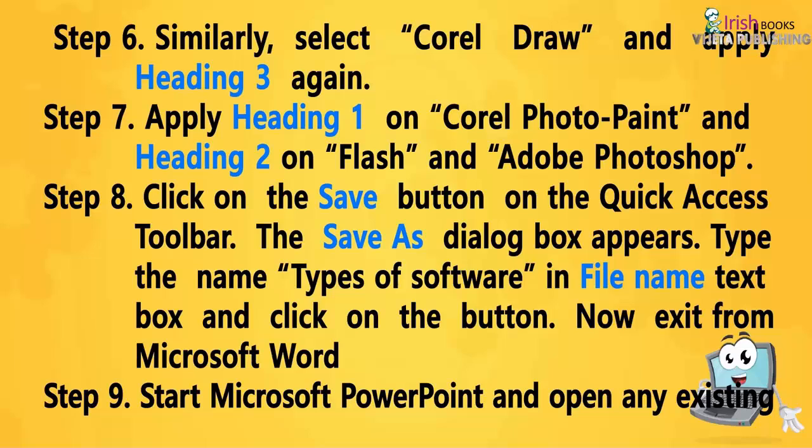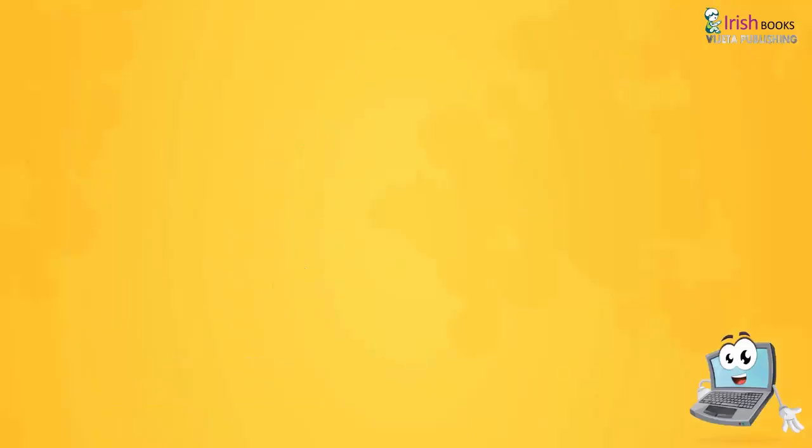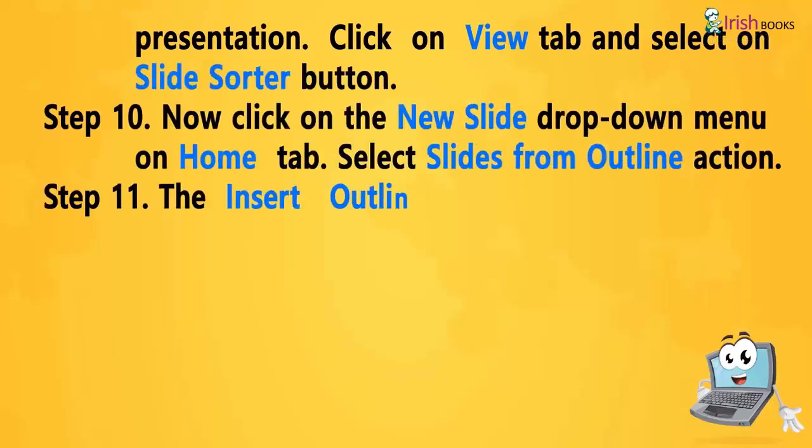Step 8. Click on the Save button on the Quick Access toolbar. The Save As dialog box appears. Type the name Types of Software in the File Name text box and click on the Save button. Now exit from Microsoft Word. Step 9. Start Microsoft PowerPoint and open any existing presentation. Click on the View tab and select the Slide Sorter button.